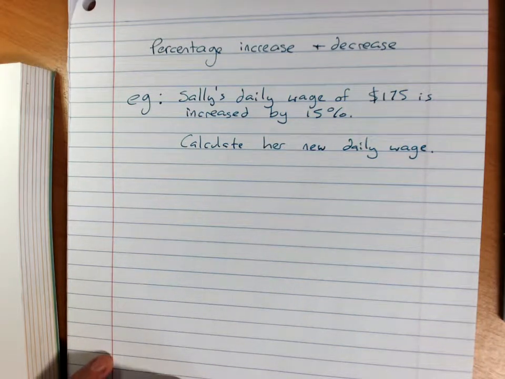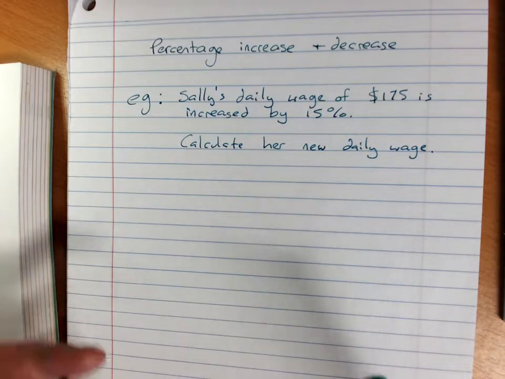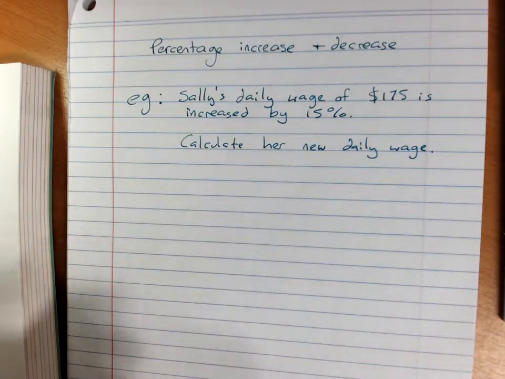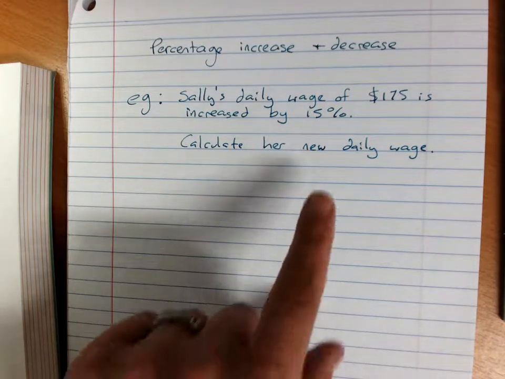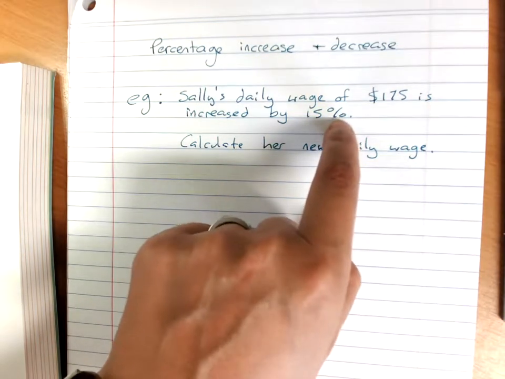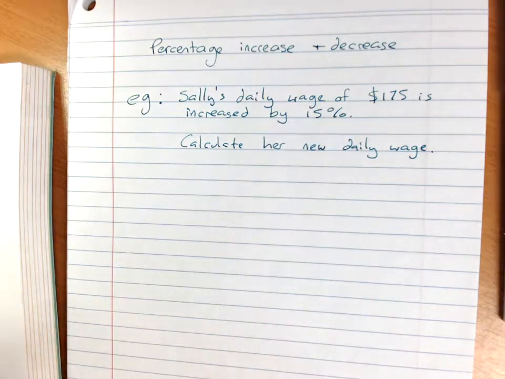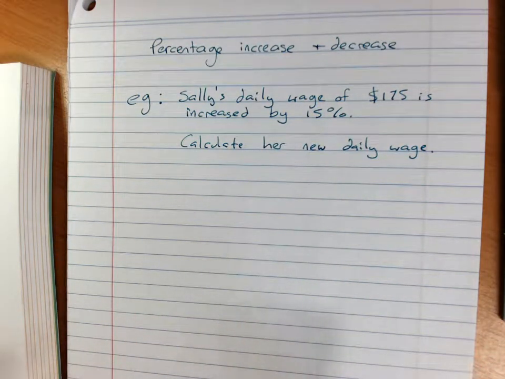So we're increasing or decreasing by a percentage. I said before, for every percentage question, you're looking to see, is there a percent sign in the question? Chances are that means you're finding that percentage of an amount that's been given. This question: Sally's daily wage of $175 is increased by 15%. Calculate her new daily wage.